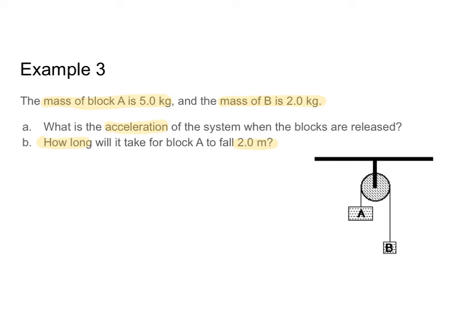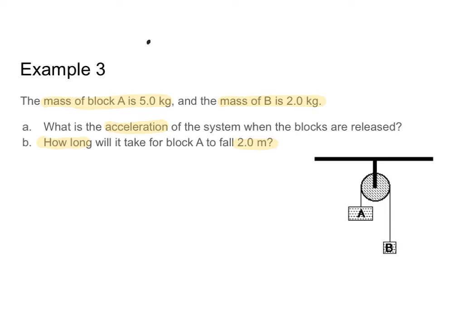So because block A is heavier than block B, I know that my system is going to accelerate towards block A. That means that I want to draw the free body diagram for my heavier block. So I want to draw the free body diagram for block A.